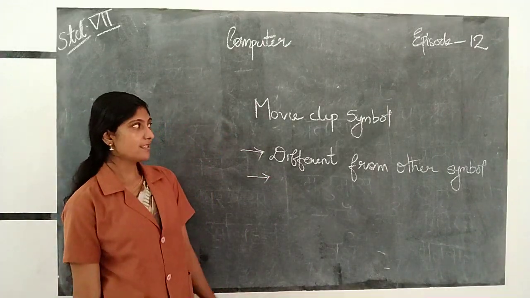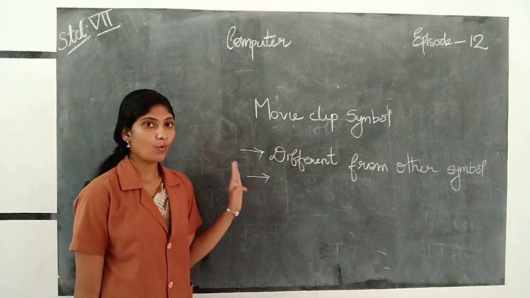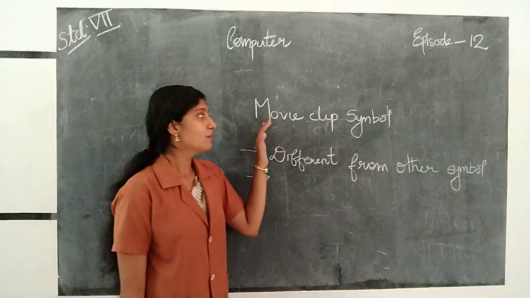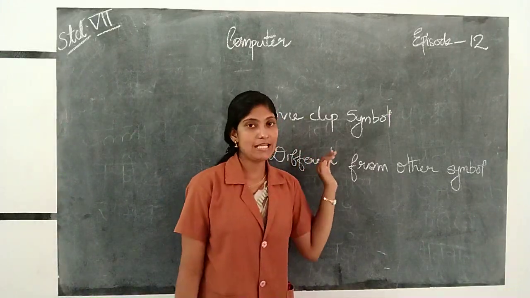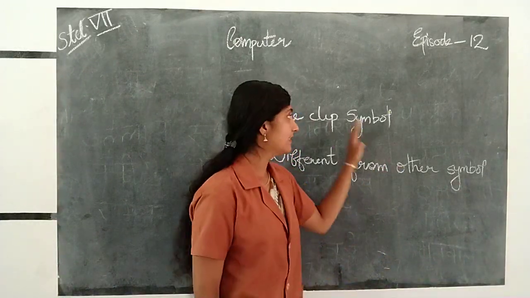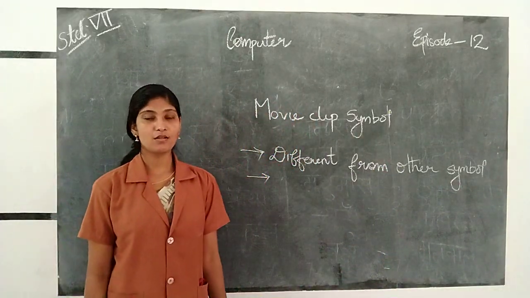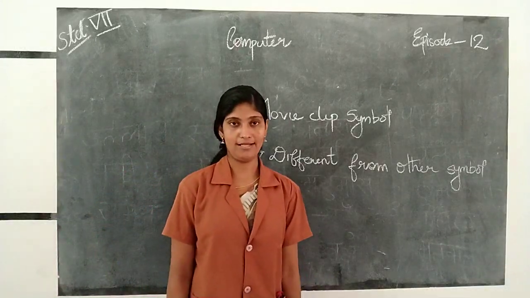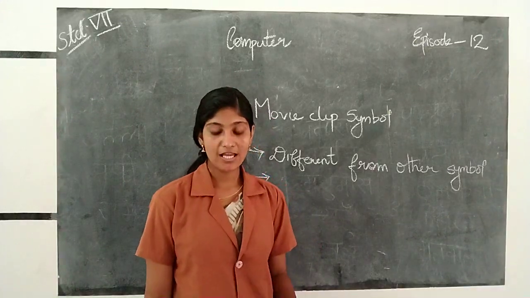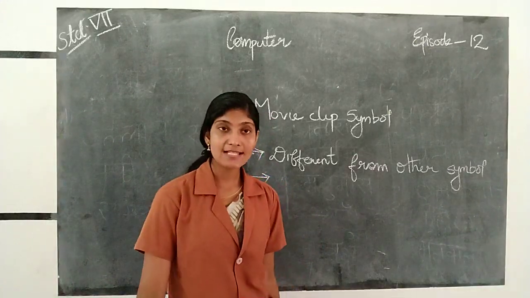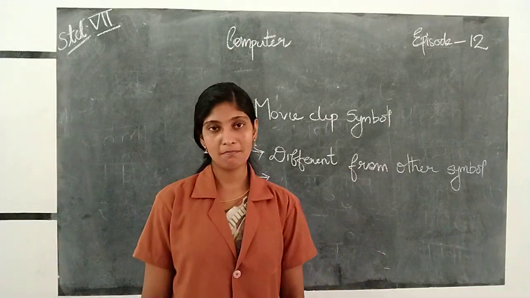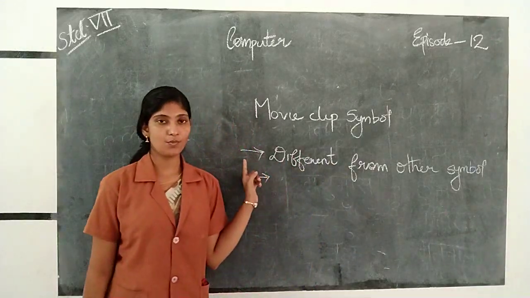There are some advantages of the movie clip symbol. So what are the advantages? Let's learn about that. The first advantage is that the movie clip symbol timeline is independent of the main timeline. It can be seen as a movie within a movie, and it has its own timeline, and that timeline is independent of the main timeline. So what is the first advantage?